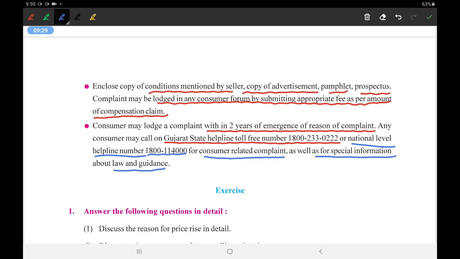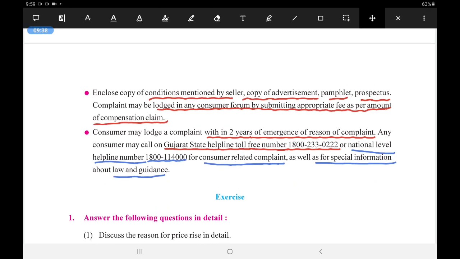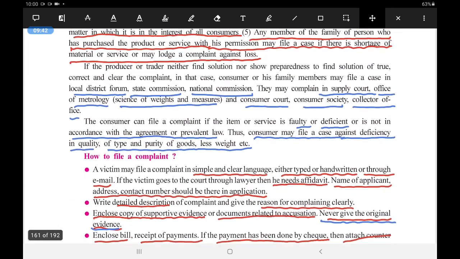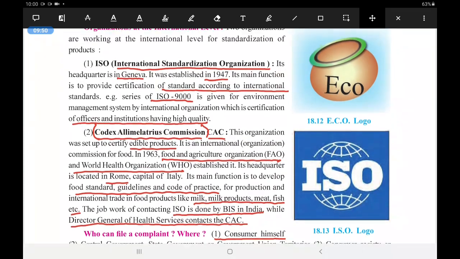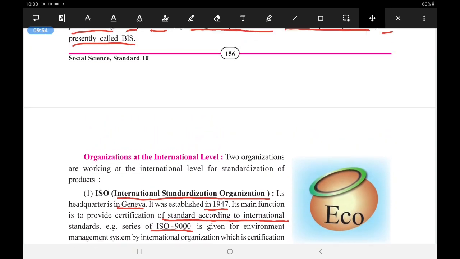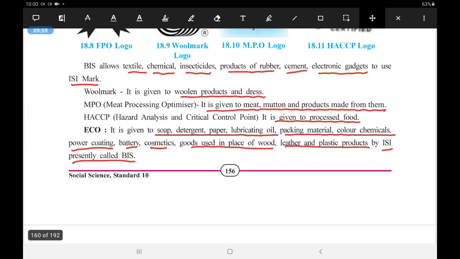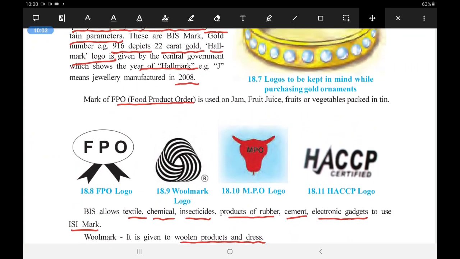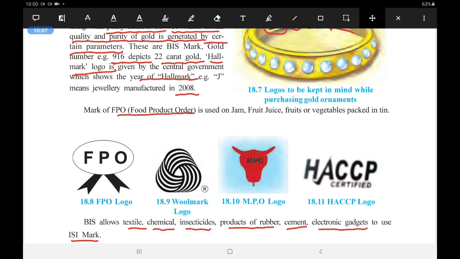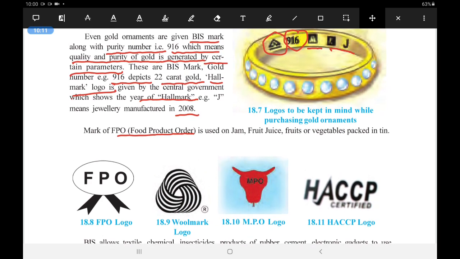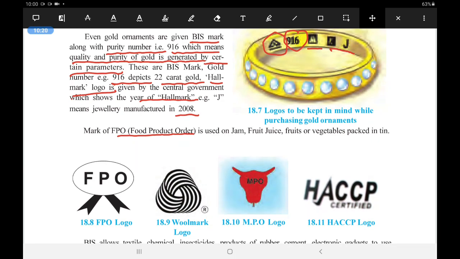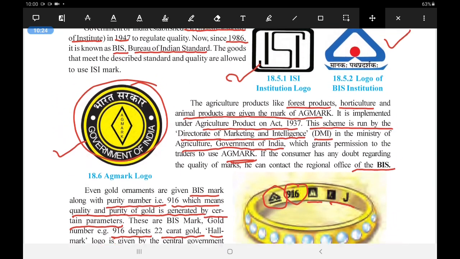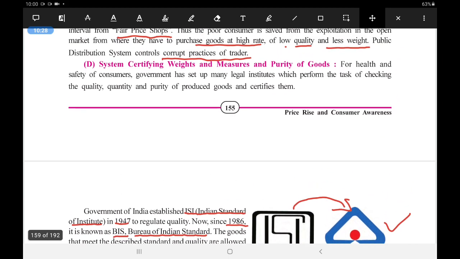So here we saw the two main topics, price rise and consumer awareness, in detail. We also saw how, if we are aware and alert, it is hard for traders to cheat us. But at the same time, there are certain responsibilities that we need to follow. We also saw the various legal steps taken by the government. We also saw various institutions working for consumer awareness: the national institutions working for standardization of products, that is ISI, BIS, Agmark, and so on, and the international organizations, ISO and CSE, that are also working for consumer awareness.